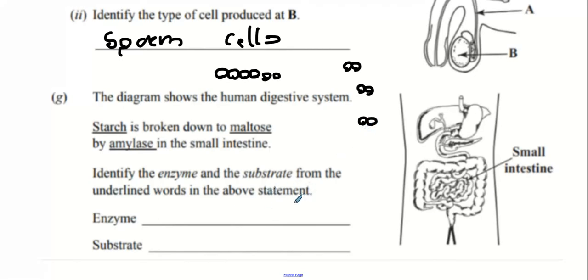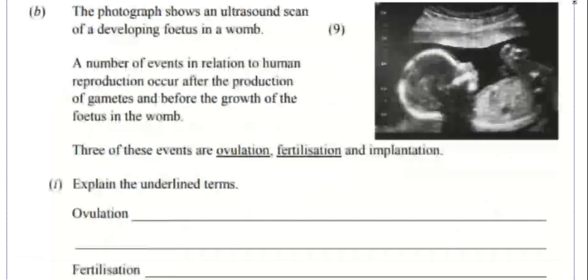Identify the enzyme and substrate from underlined words. The enzyme is the amylase, because that's the chemical that breaks down the food. And the substrate is what it works on. So just better check that actually. The substrate is the substance that the enzyme acts on. So in this case, it'll be starch. Amylase acts on starch. Okay.